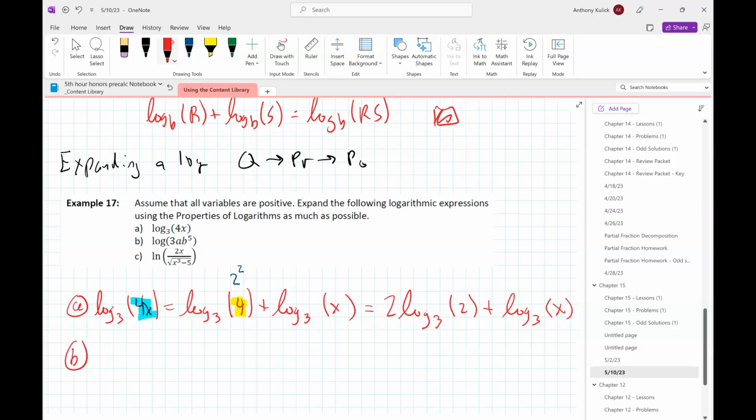And at that point, we know we're done, right? There's nothing we could do with the x. The 2 is now prime, so there's nothing to do with that. We're good to go there.